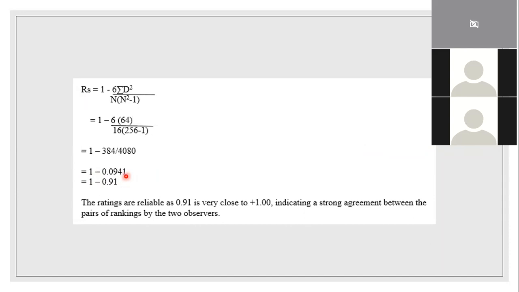Right. So this is the answer. As I said when we went through this example, this 1 minus is supposed to fall off at this point, and the answer is 0.91. You can't subtract 0.0941 from 1 and get 0.5 anything. That's just mathematically impossible. Right, so I saw my error. Thank you.